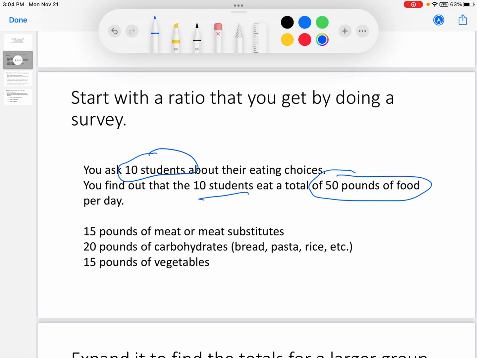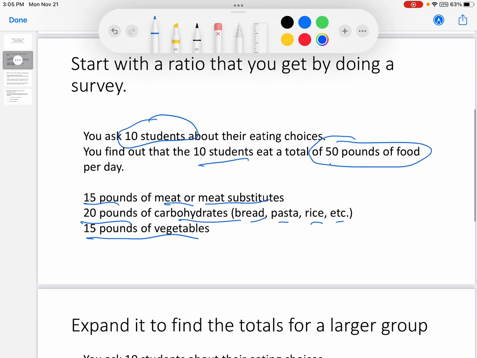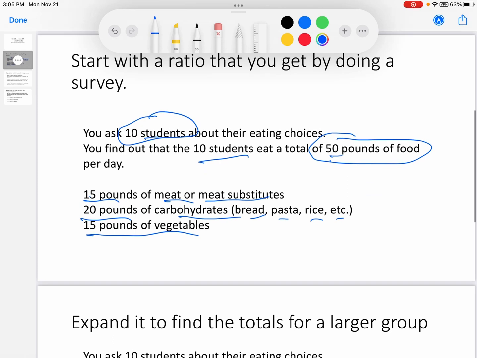That 50 pounds breaks down as follows: 15 pounds of meat or meat substitutes, 20 pounds of carbohydrates, which is bread, pasta, rice, other things are carbohydrates, and 15 pounds of vegetables. If you add those together, 15 and 15 is 30, plus 20 makes 50. That's how it breaks down. Okay, so that's our basic numbers: 15, 20, 15, and 50 pounds for 10 students.